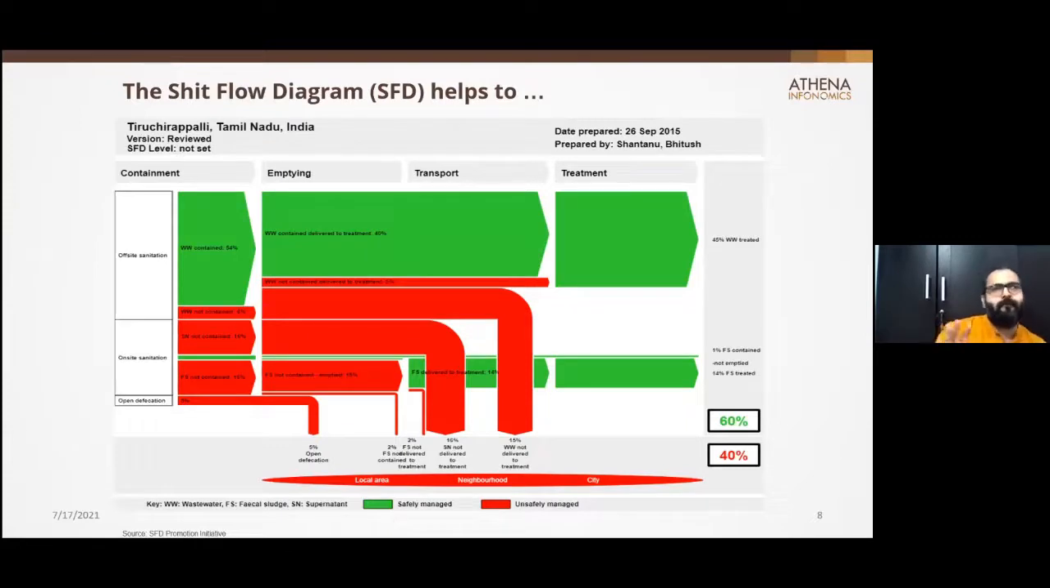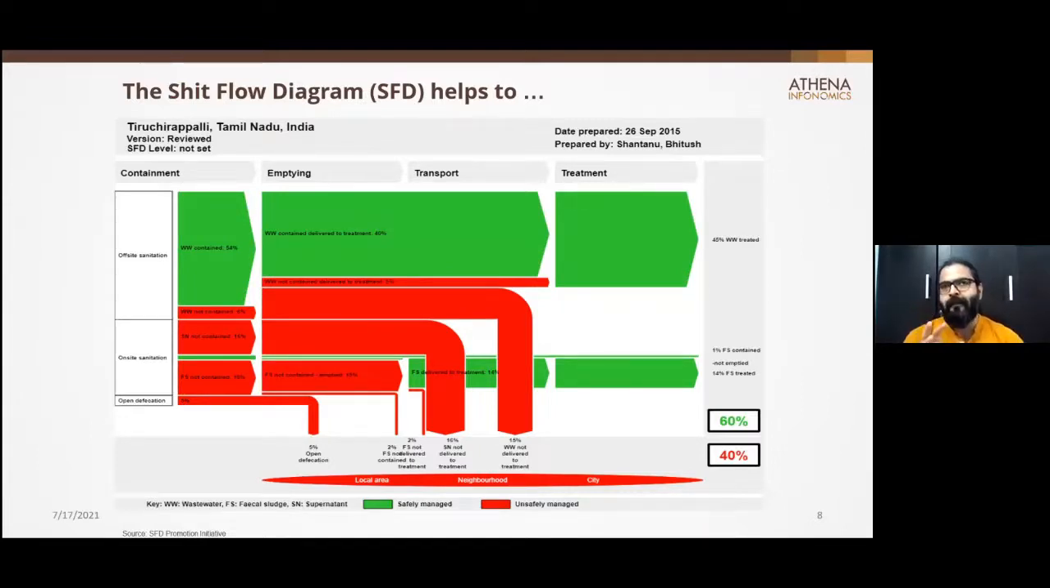So this is not to confuse you, but the term supernatant is being defined in a shit flow diagram for only that effluent which overflows from a septic tank or any kind of tank and goes away from the site, whether through an open drain or through a closed drain or through a sewer network. But if the containment system is able to handle the liquid inside, when I say inside, that means septic tank plus soak pit, then that liquid does not qualify to be called as supernatant.